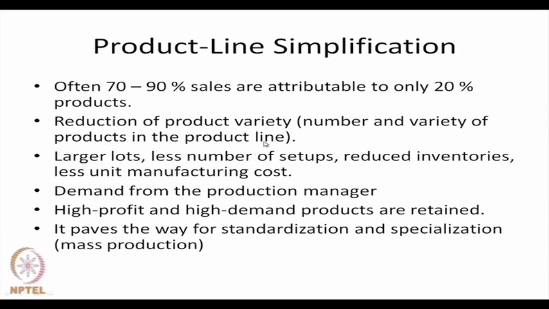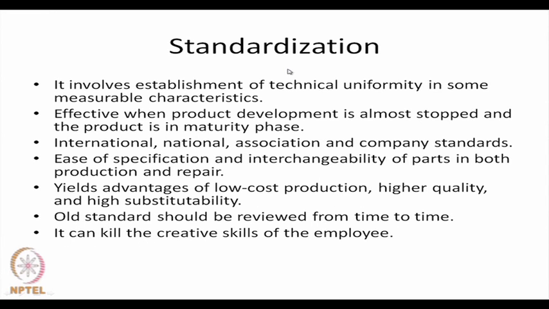Once we reduce the product line, the number of varieties of products, we can concentrate on larger lots, fewer setups, reduced inventories and reduced manufacturing cost. This is the demand usually put by the production manager. The high profit and high demand products are retained and the low profit, low demand products are eliminated. Once you have fewer products produced in mass, you can go for standardization, and that is the next topic.